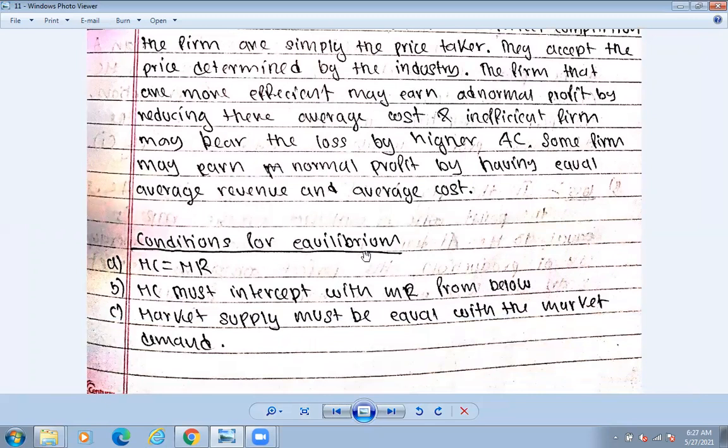The condition for equilibrium is MC equals MR, so marginal cost and marginal revenue must be equal. Next, marginal cost must intersect MR from below. We have already studied this. And market supply and market demand must also be equal. Here one extra point is added. Before, there were two things: MC equals MR, and MC must intersect MR from below. Do you remember or not? MC cuts like this, so it must cut from below. These two things we learned in the previous topic also. Now the next thing is that the market supply must be equal to the market demand also.